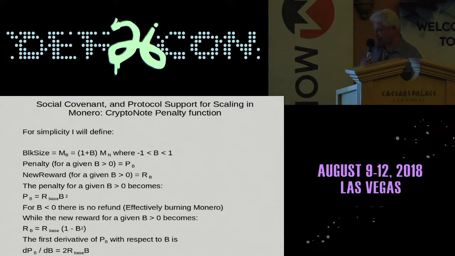Okay, so then we simply have the new reward. This is very interesting. If you look at the rate of change of the penalty with how far up the curve you are, I mean how big of a scale you go, then you get this 2R base times B. So depending on the point of B, it's essentially linear. And that's what you would expect for a quadratic penalty.